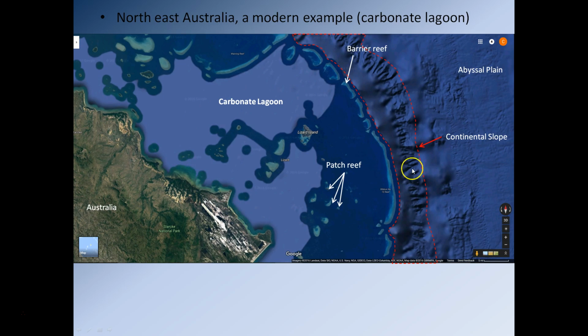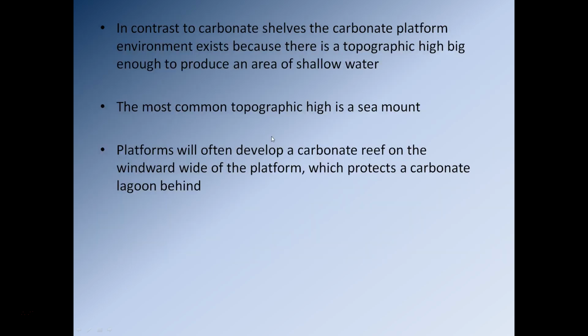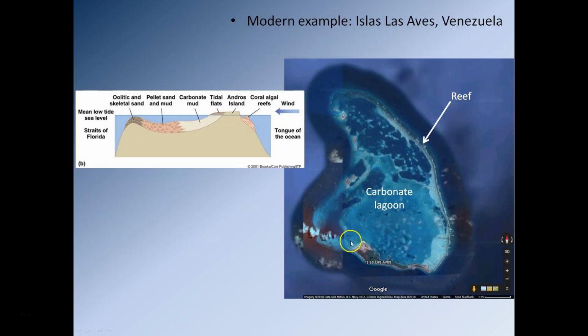So carbonate shelves will produce a very large carbonate lagoon that can sometimes produce very, very large quantities of limestone. In contrast, the carbonate platforms will often only produce relatively small quantities of limestone because they're not that big in their lateral extent.